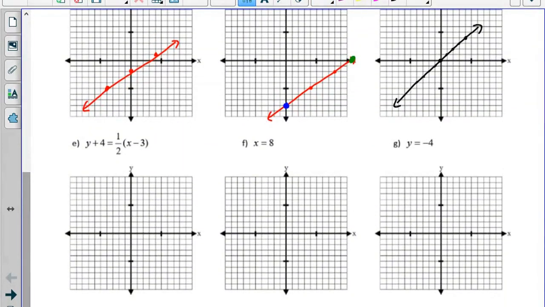I'm missing letter D for some reason on our worksheet. But letter E, y plus 4 equals 1/2 x minus 3. This is in point slope form. So my slope is 1/2, and my point, my ordered pair, is 3, -4.